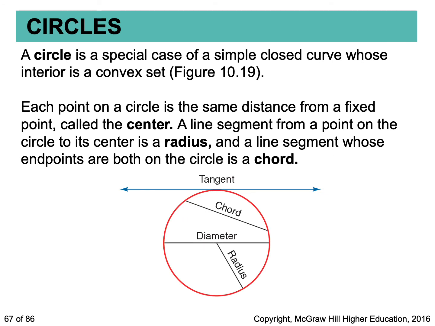So we have the tangent, which is a line that intersects the circle in just one point. A chord, both endpoints are on the circumference or the edge of the circle. The diameter is a chord that goes through the center, and the radius is a line segment where one endpoint is the center and one endpoint is on the circle.